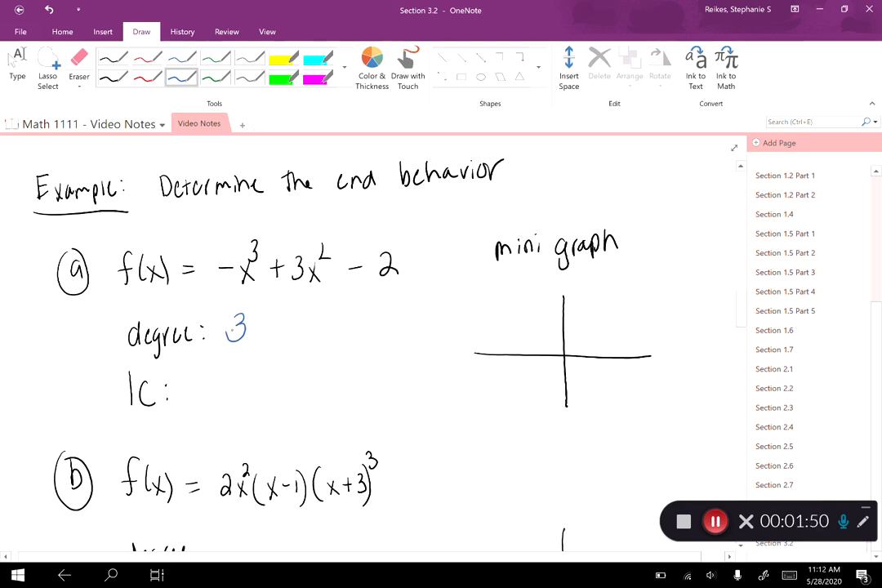The LC I abbreviated, that represents the leading coefficient. The leading coefficient is the number in front of the term with the highest exponent, in this case x cubed. So in front of x cubed is negative, which really represents a negative 1. So our degree is an odd number, and our leading coefficient is less than 0. So that means, using a mini graph, our arrows are going to be what I like to call up, down.